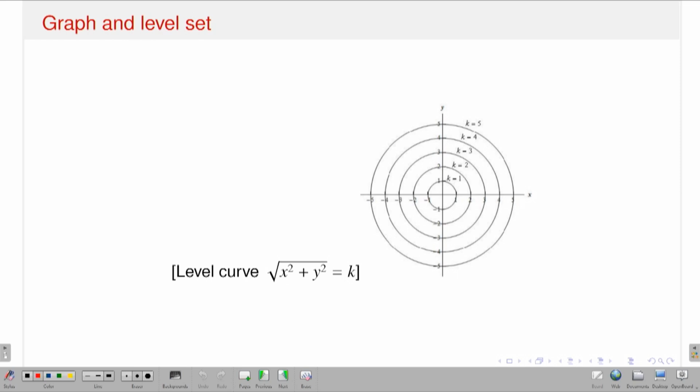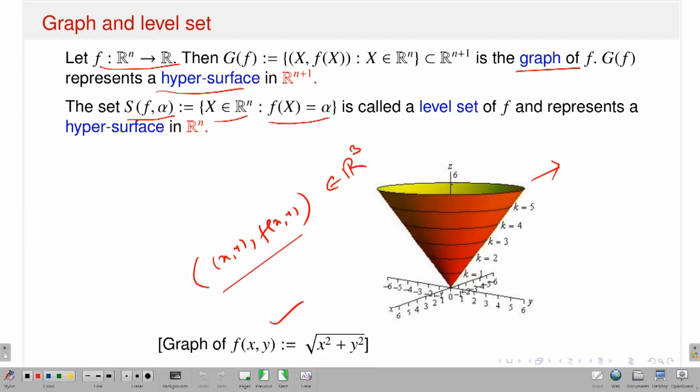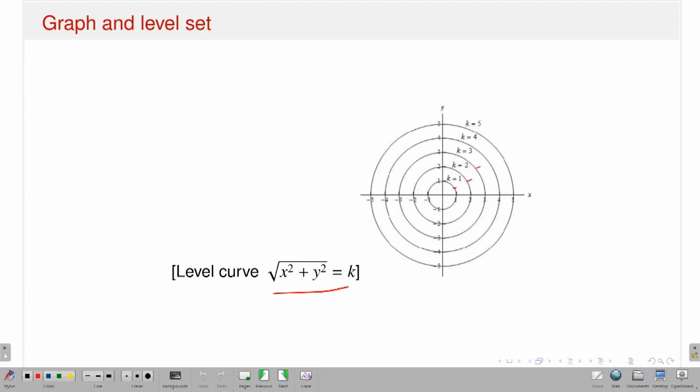I have drawn it actually. For the level curve, you fix a k, so square root of x squared plus y squared is equal to k, that means it is a circle. For k equal to 1 this is the level curve, k equal to 2 is the next one, and so on and so forth. So, that is a very easy example. Since I am taking examples from R2 to R, like f of x, y equal to square root of x squared plus y squared, the corresponding graph represents a hypersurface in R3, which I just showed. And when I talk about the level set or level surface, it will be in R2, and I am saying that it is a level curve.